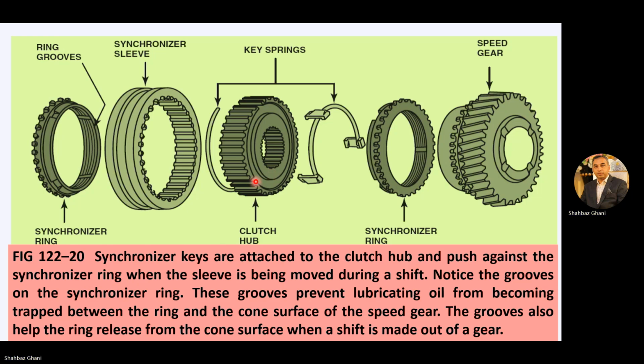Synchronizer keys are attached to the clutch hub. This one, here, and here, and push against the synchronizer ring, here or here, in both directions. These grooves prevent lubricating oil from becoming trapped between the rings and the cone surface of the speed gear. The grooves also help the ring release from the cone surface when a shift is made out of the gear.